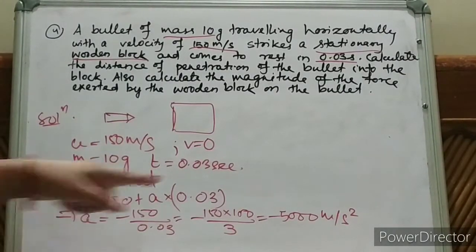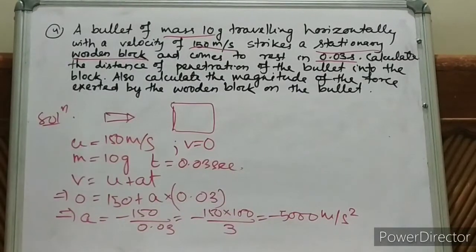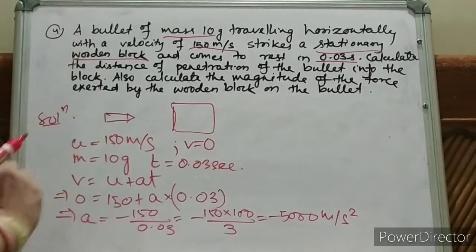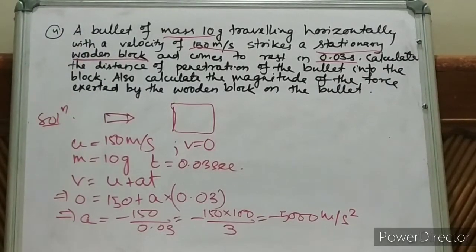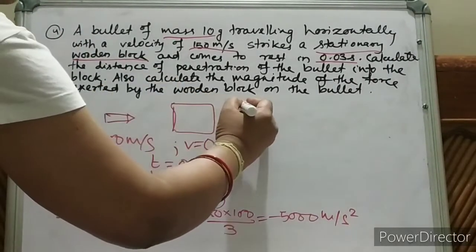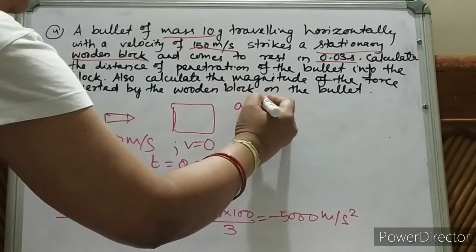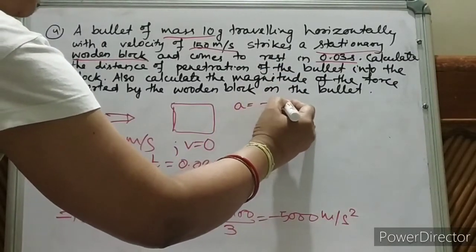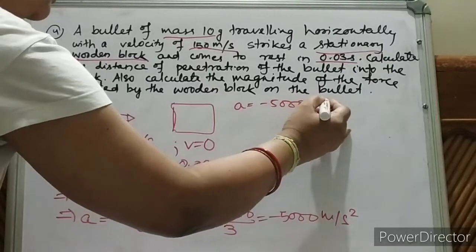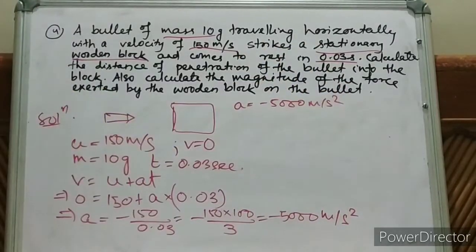So what does it mean? Why is this minus sign over here? That means your velocity is decreasing. Is it clear? So you got your a. We have to calculate s and F. So let me write over here. We now got the data: minus 5000 meter per second square.